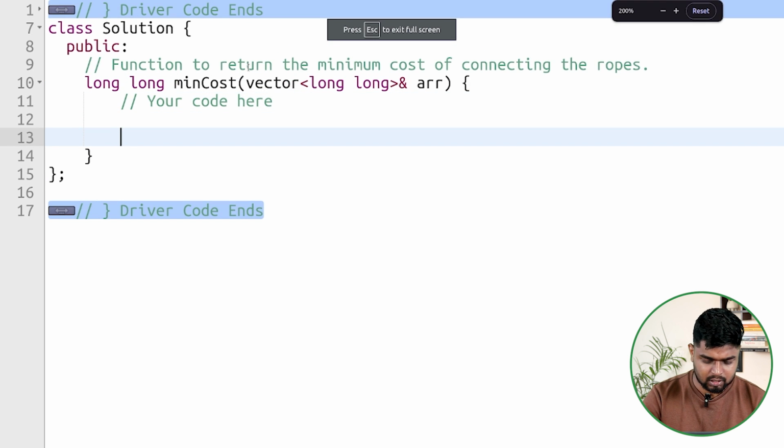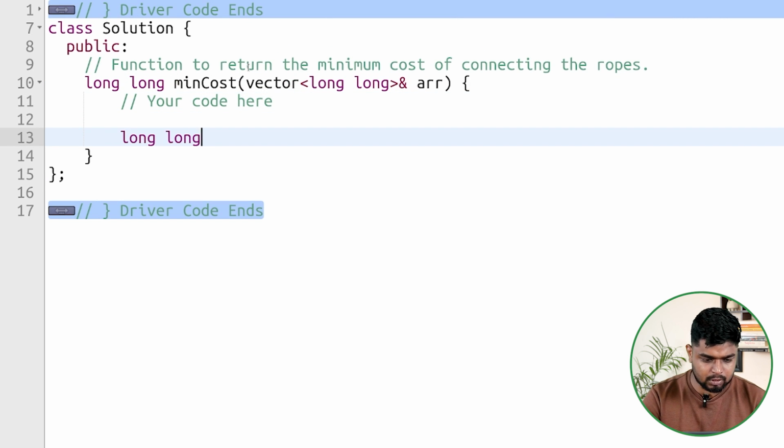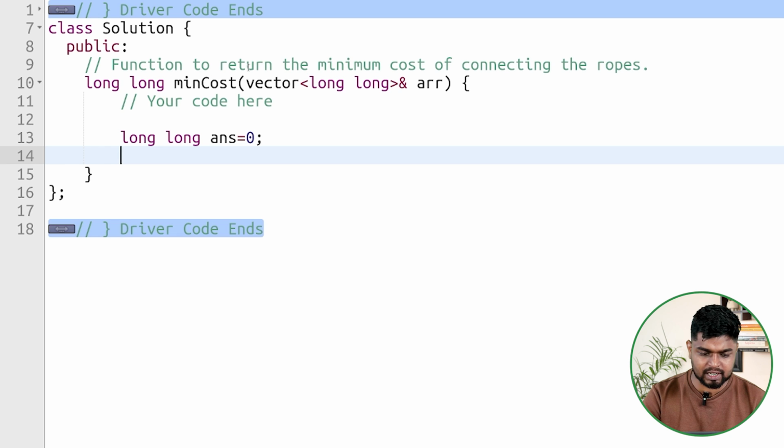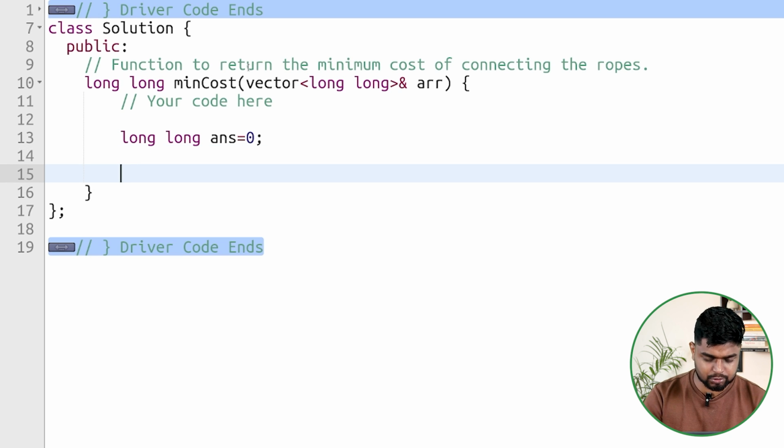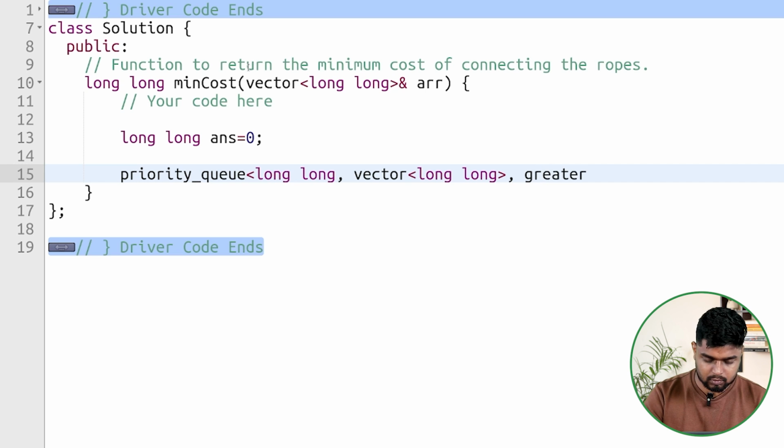So what I'll do here is I'll declare a long answer variable. Okay, why are we taking long? Because if you connect, the cost will be beyond integers, right? And also the lengths are given in long. Then after that, we need to declare a priority queue or a min heap. So we'll declare a priority queue of long, comma, vector of long, comma, greater of long. Okay, so we have declared a priority queue here, that is a min heap.